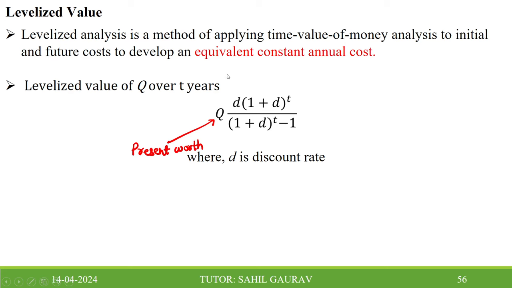And this levelized analysis is the method of applying time value of money analysis to initial and future cost to develop an equivalent annual cost. And this levelized value of Q over 2 years is denoted by this expression. So you need to remember this expression because it is slightly difficult: Q into d into (1 plus d) upon T upon (1 plus d) upon T minus 1, where d is discount rate and Q is the present worth of the money.